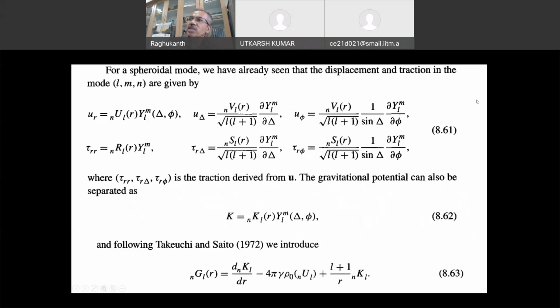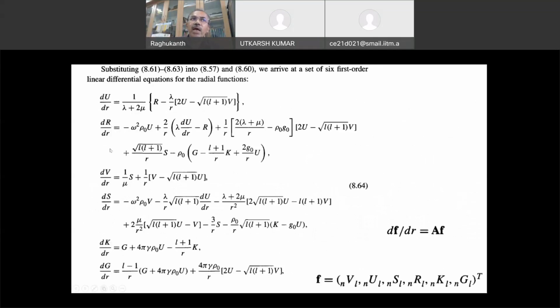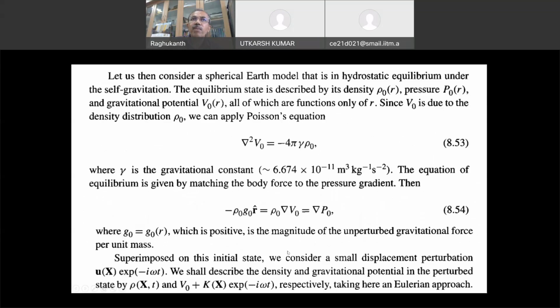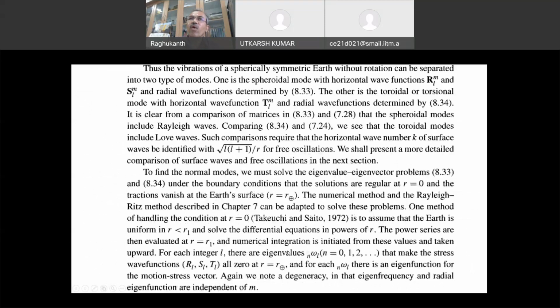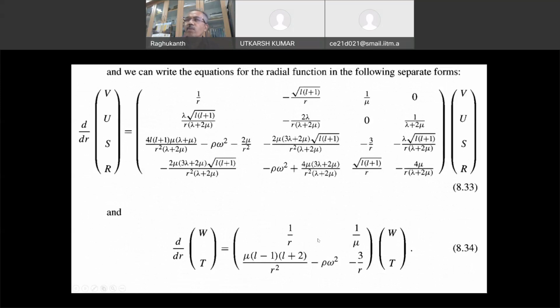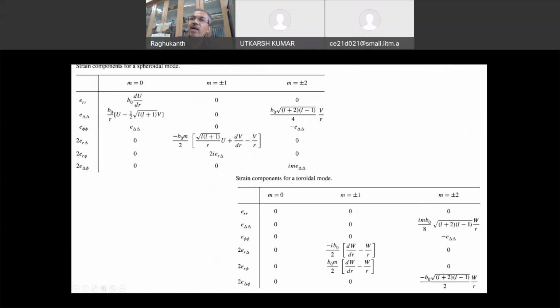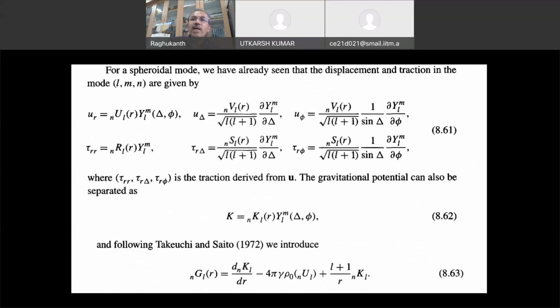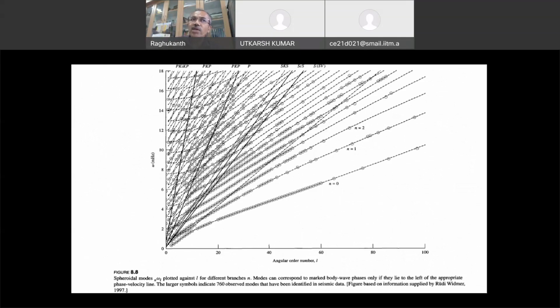You solve this equation with the same spherical harmonics and others, but here you get some extra terms to include the gravitational potential. This also has a spherical harmonics kind of form, and then the stresses also. So you have some extra terms. We used to have u, du by dr, dr by dr, dv by dr, ds by dr, but now you will have k and g also. The matrices we wrote previously were 4x4 for spheroidal and 2x2 for toroidal. But since we have gravity, the 4 becomes 6, because two things come in for gravity. So we get 6x6 matrices. You solve all of those, and automatically you will get the natural frequencies and others.